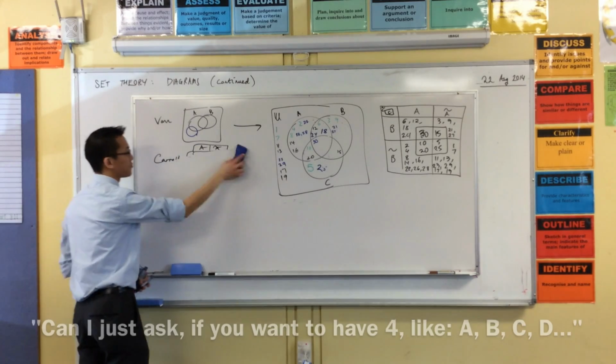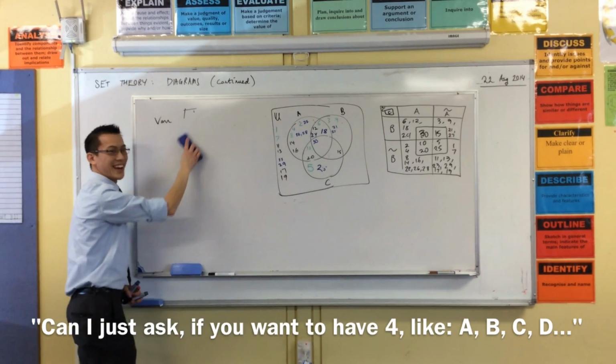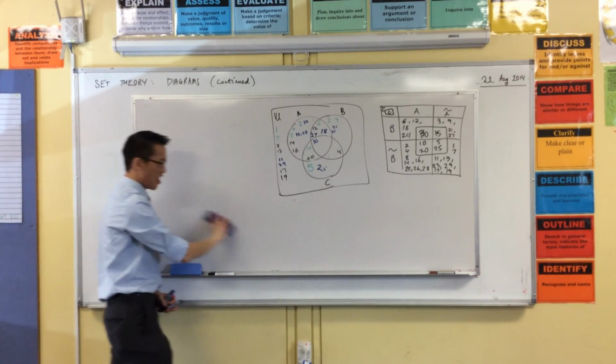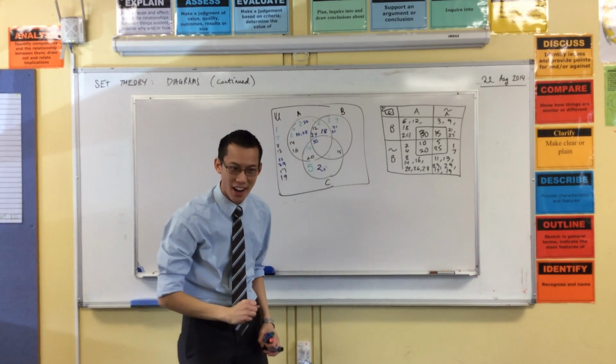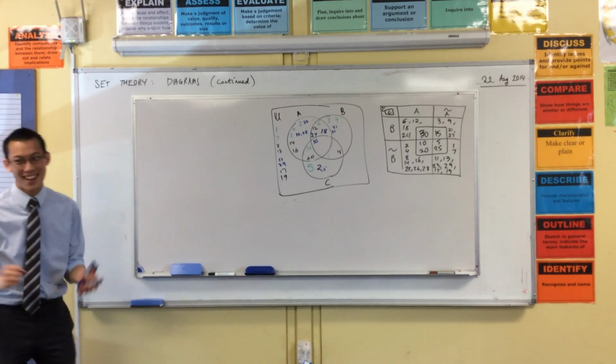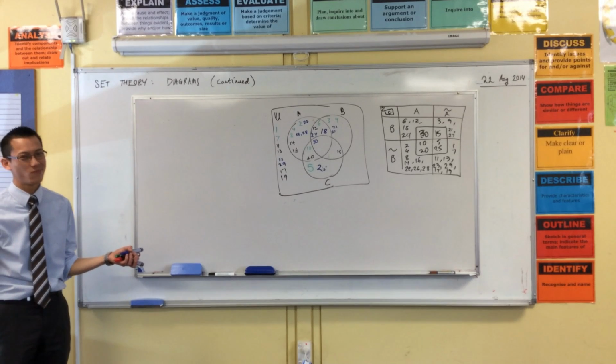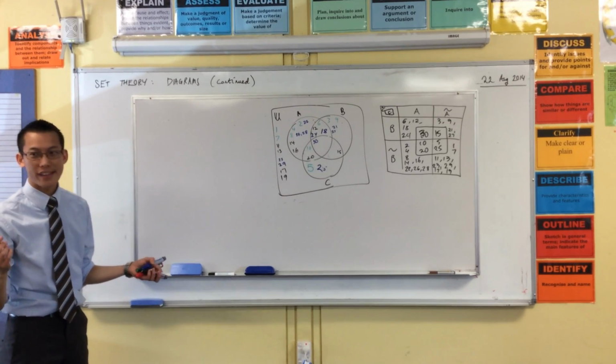Yeah, Jack. Can I just ask, if you want to have 4, like A, B, C, D, you just add squares into the middle? Well, I'm very glad you asked that question. We just did 3 sets, didn't we? What would happen if we did 4?